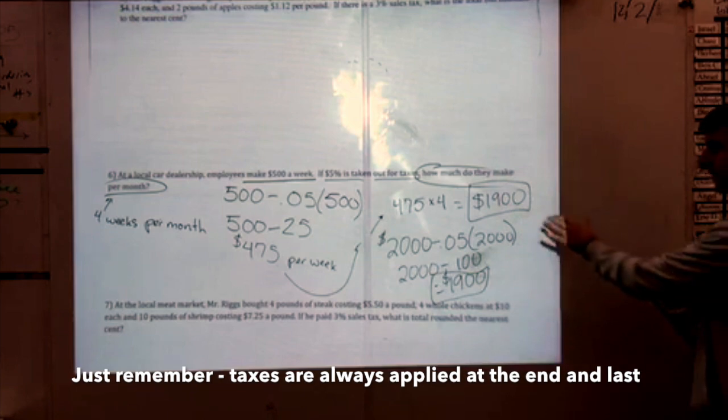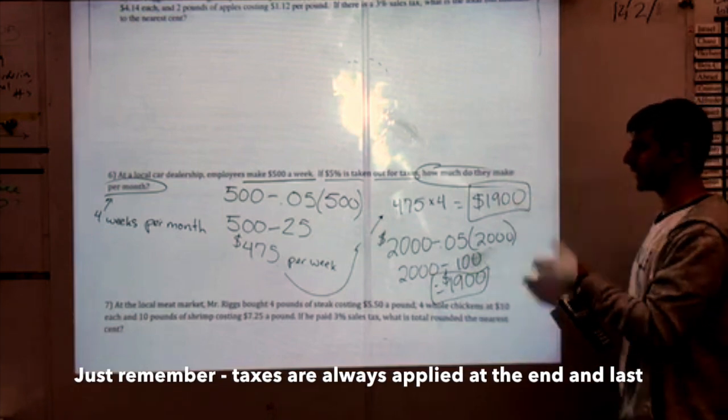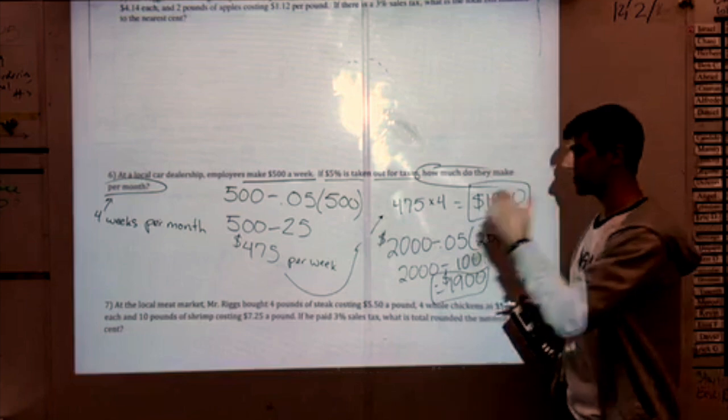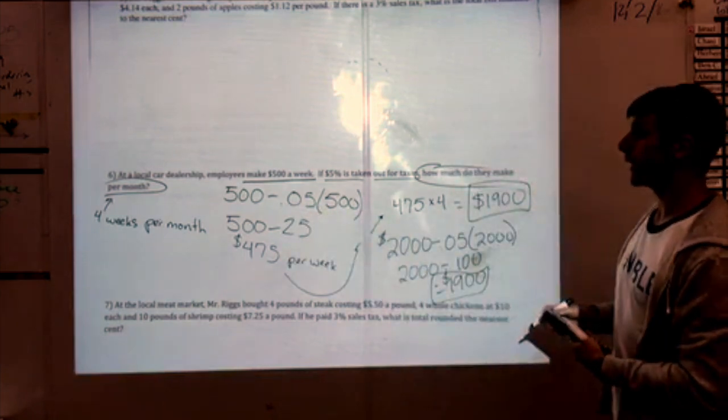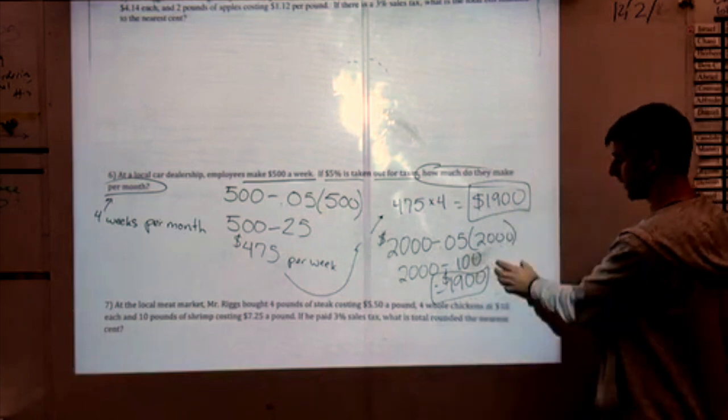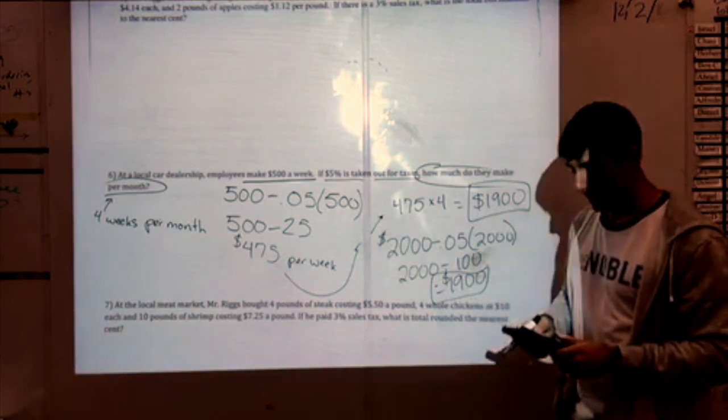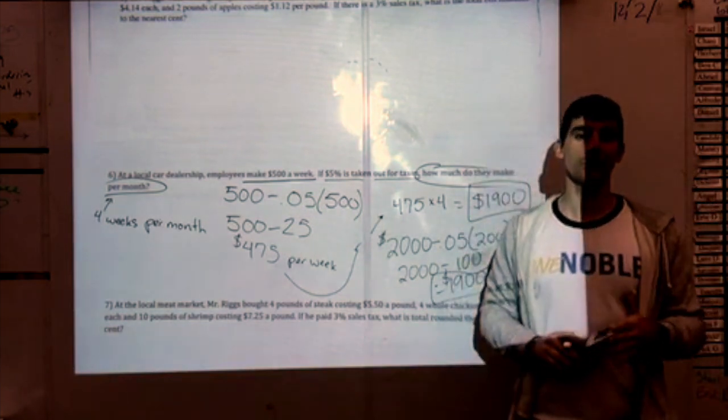So either way you do it, you get the same value. The important thing is you're applying the tax at the end. So if you view it as applying it at the end of the week, you get the 475 times 4, or you could view it as, okay, I get a monthly sum, and then apply it after all of that. Make sure you finish the rest, whatever was assigned, and we'll see you next time in class.